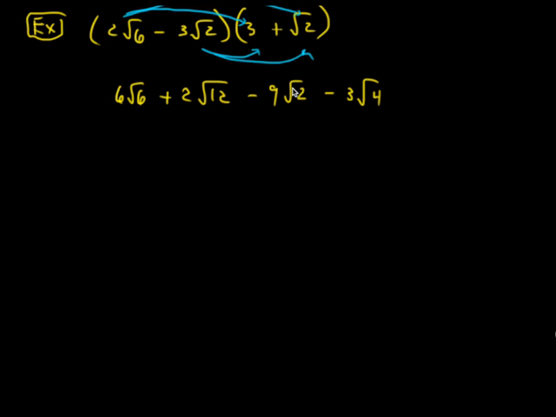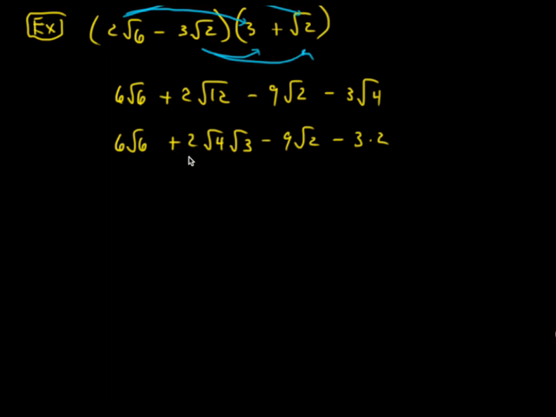So now let's see if we can simplify any of this. Is there a perfect square that goes into 6? No, there is not. There is, however, a perfect square that goes into 12, which is 4. So I can break that up. 2, I can't break up any further. And 4 is a perfect square. The square root of 4 is 2, so that's minus 3 times 2. You can probably do that in your head.